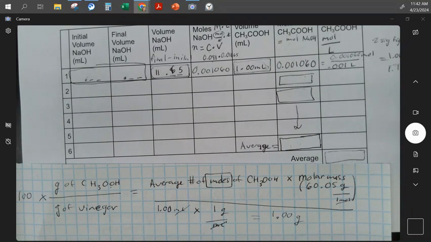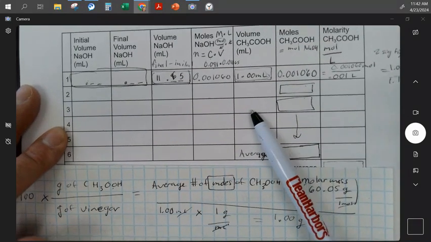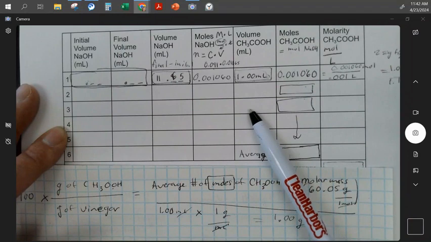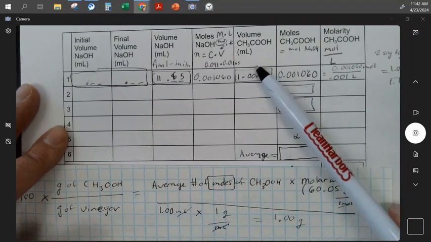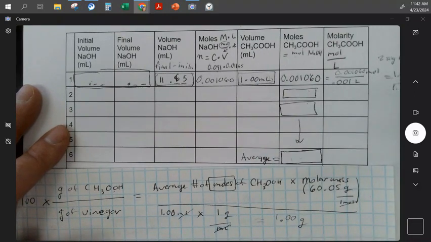So for number 2, should we use the average volume? I would use, is it changing? A little bit. Use the volume of vinegar that you use, which should be the same every time. Because this is your sample prep. Vinegar. Yeah, use this one. Okay. That makes sense.